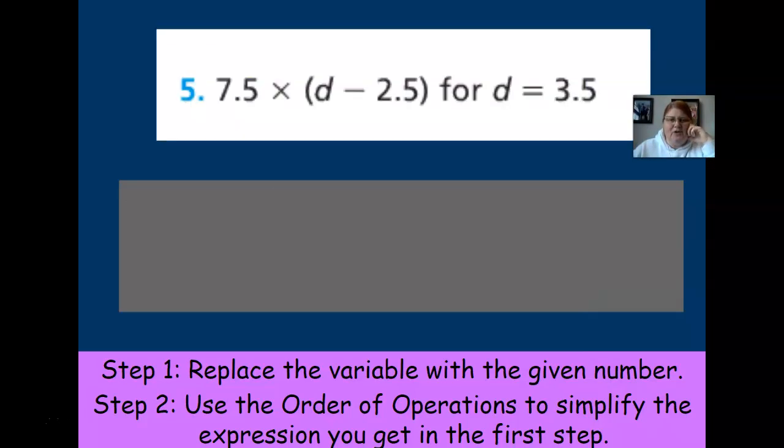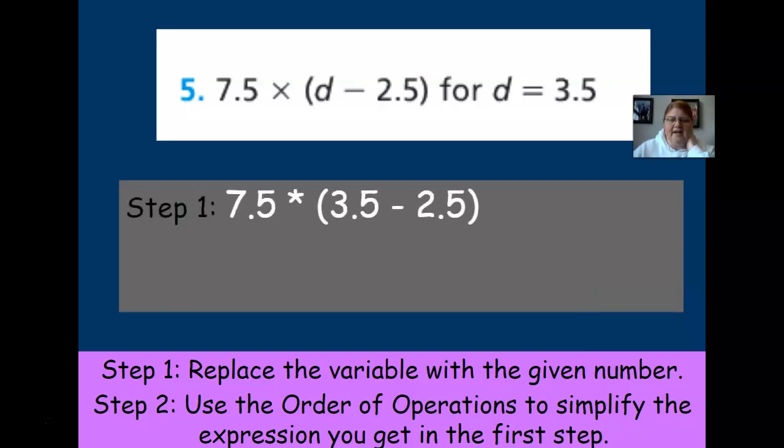Okay, this one has a few more steps to it, more parts in the expression, but you do the exact same thing. Okay, so go ahead and pause the video and solve this expression. Okay, for step 1, you should have gotten 7 5/10 times, 3 5/10 minus 2 5/10. We know we have to do the parentheses first. So if you did 3 5/10 minus 2 5/10, you should have gotten 1. 7 5/10 times 1 is 7 5/10.